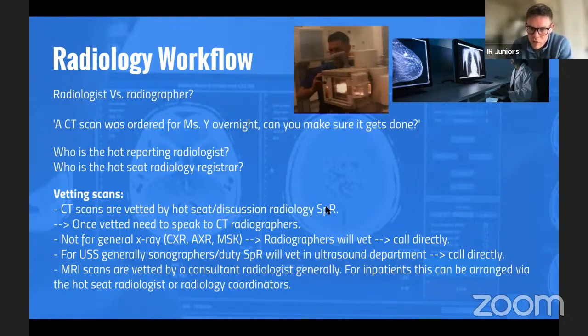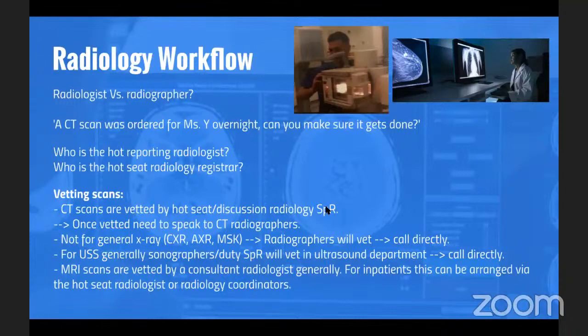It's a little bit different for general x-rays, like chest x-rays, abdominal films and MSK stuff. Usually you can talk straight to the radiographers on the general floor, who you can call directly. And again, provided you've given enough information to justify the scan, they can do that for you. Ultrasound scans will vary a little bit depending on what department you're in, and I might pop over to Matt in a minute just to get his thoughts on this side of things. It's usually the sonographers or the radiology registrar who's working ultrasound for that day who will vet your scans. And MRI scans are usually vetted by consultant radiologists, who you can be put in contact with by the hot seat radiology registrar, or they can liaise with that consultant for you.